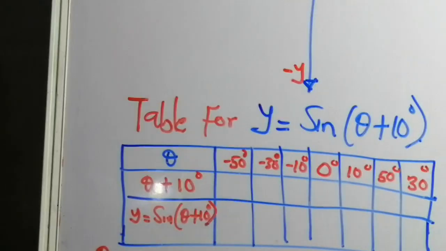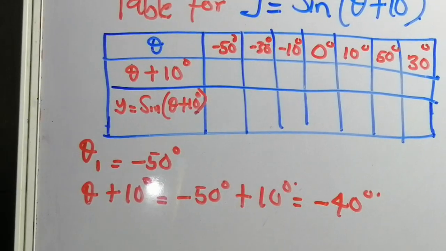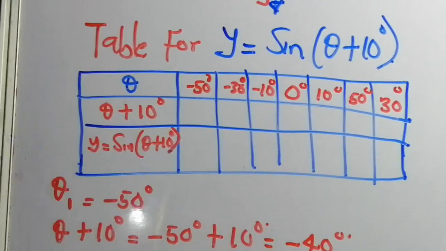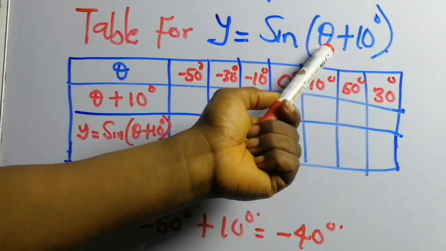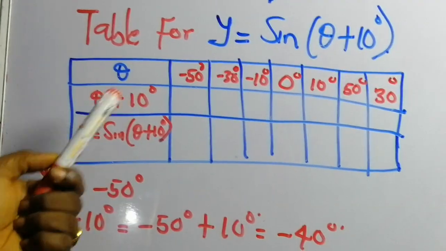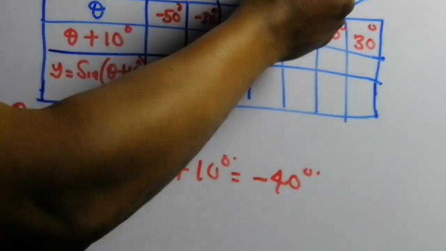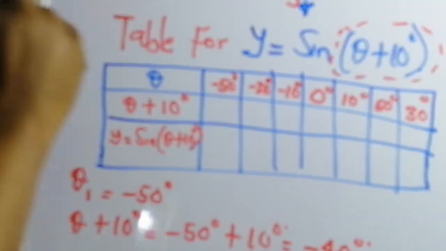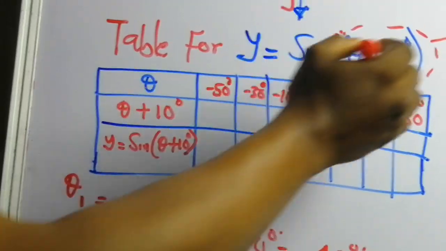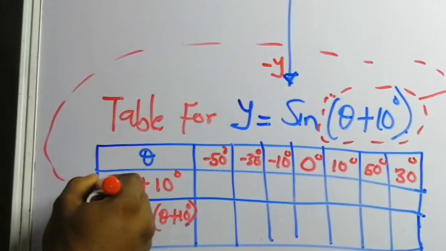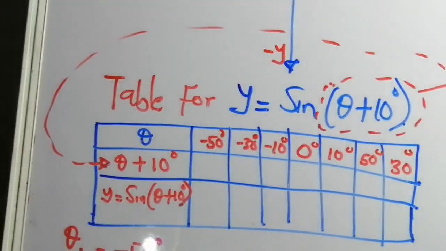So from what I was saying, now you know your value for theta already. If theta is equal to minus 50, what am I trying to say? Anywhere you see theta, put minus 50. That is the meaning. And I've simplified the table. First, you pick this one, so that you won't make mistakes. You pick theta plus 10 degree. First, do that computation so that you won't make mistakes.